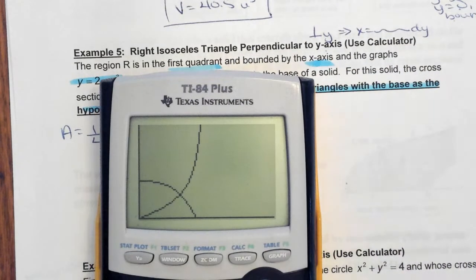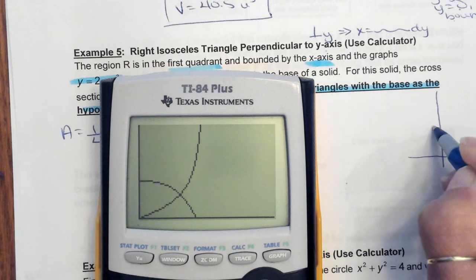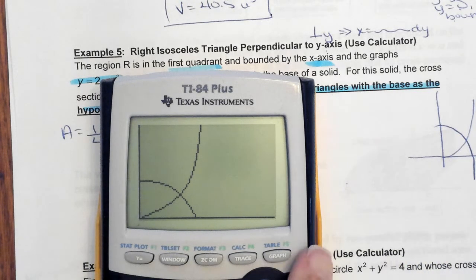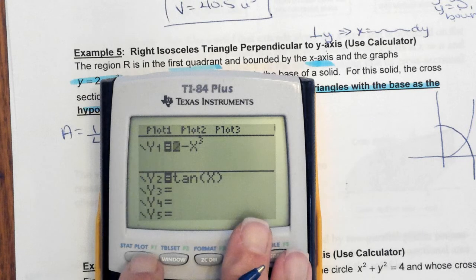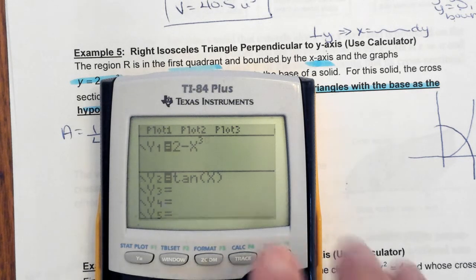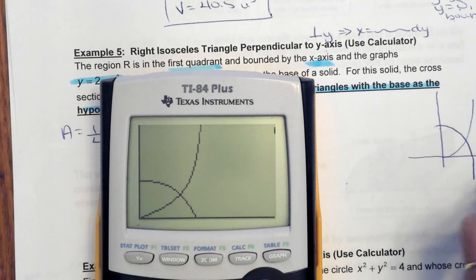So I'm going to sketch it over here. Okay, so it goes like this and like this. And based on which one graphed first, 2 minus x cubed, graph it again. Okay, so this one is y sub 1, this is 2 minus x cubed. And this is the tangent of x. Okay, so that way I know.